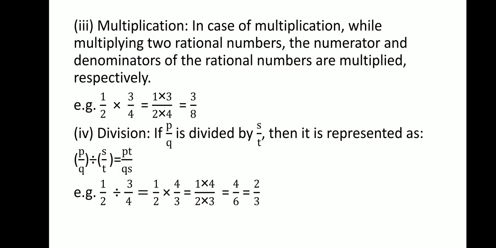So 1 over 2, this division sign will be changed into multiplication sign, and 3 by 4 will be written as 4 over 3, and then the same procedure as we have done in the case of multiplication. Numerators will be multiplied, 1 into 4, that will give you 4. Denominators will be multiplied, 2 into 3, that will give you 6. So my required rational number will be 4 over 6, that will be equal to 2 over 3.